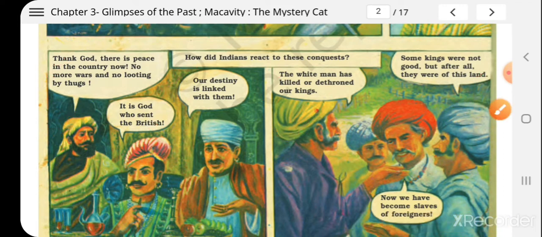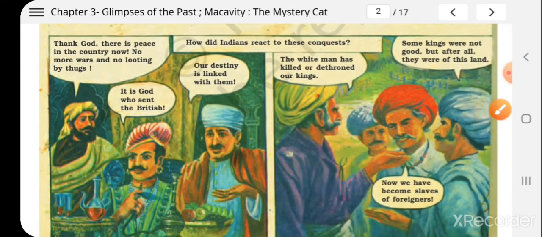And you can see here that now we have become slaves of foreigners. They knew everything. They knew that we are becoming slaves of foreigners day by day, कि हम लोग उनके slaves बनते जा रहे हैं. They knew it. आगे देखते हैं.